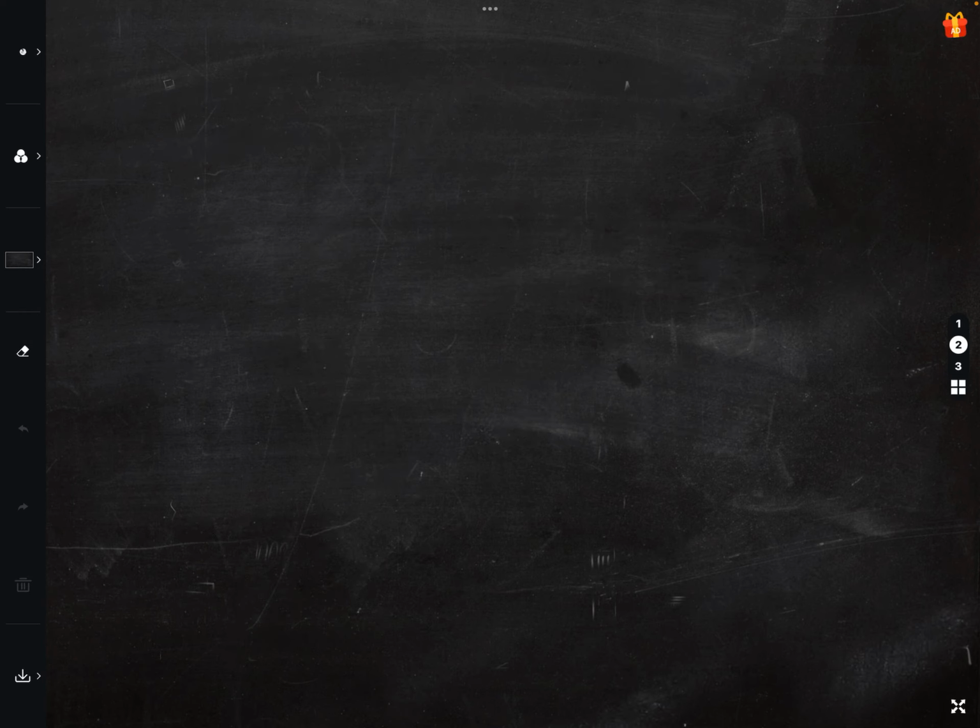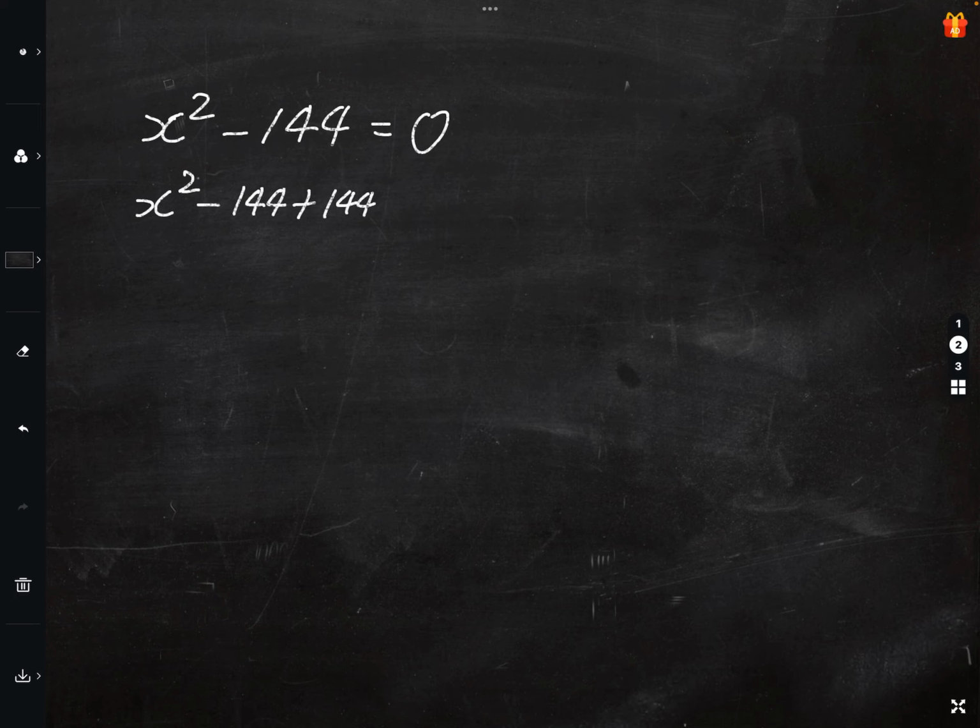Now let's take a look at another example here. Let's take the example x squared minus 144 equals 0. First of all, we can take a very similar approach to what we just did. We need to shift the 144 to our right hand side, so we add 144 to both sides. By doing that, these cancel out. We have x squared equals 144.